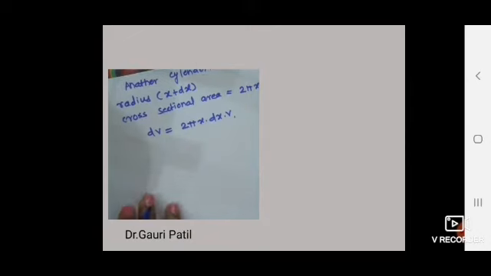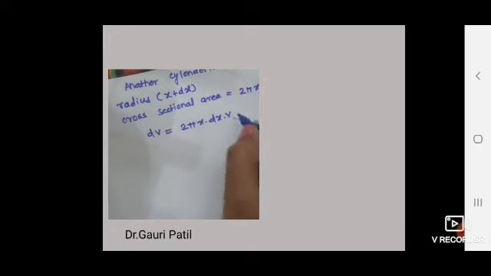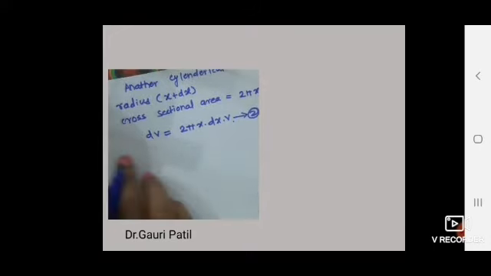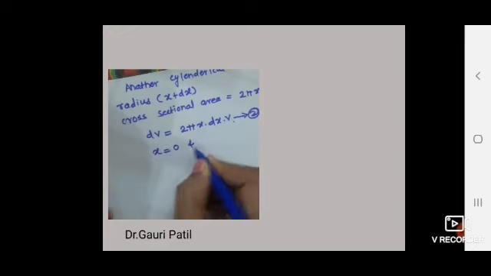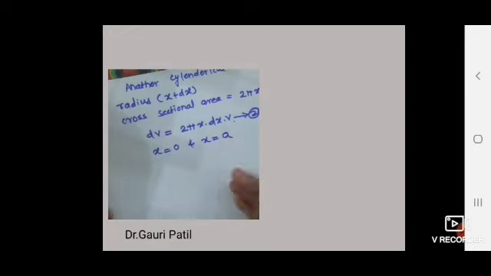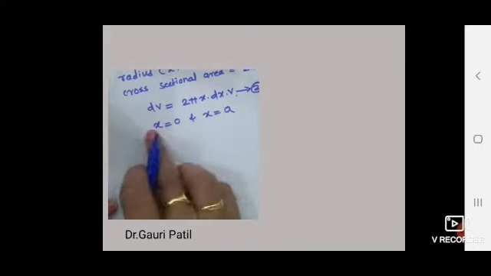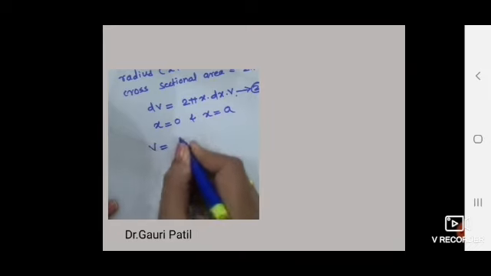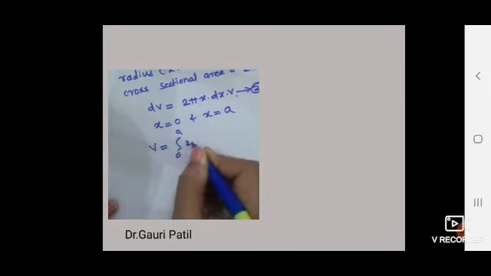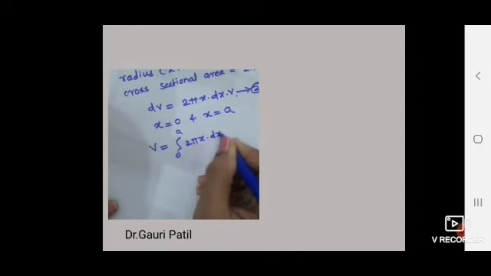If V is the volume of liquid flowing per second through the capillary tube, it will be obtained by integrating this equation. We want to know the volume of the liquid flowing per second through the capillary tube, so we will integrate this equation between the limits x equal to 0 and x equal to a. So we get V equal to integral from 0 to a of 2 pi x dx v.